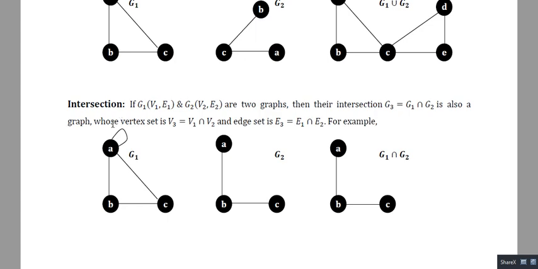Similarly, the intersection of G1 and G2 is denoted by G1 intersection G2, where the vertex set V3 of G3 will be V1 intersection V2, and the edge set E3 of G3 will be E1 intersection E2. So we have A, B, C here, and here also A, B, C. If we take the intersection, then this part will be common. So this is the answer.